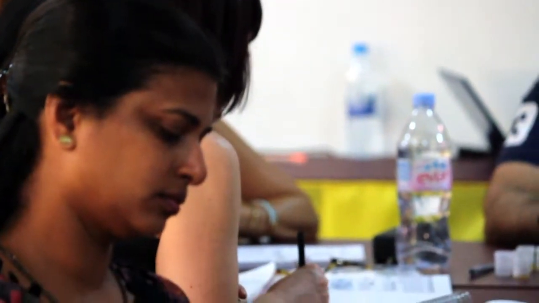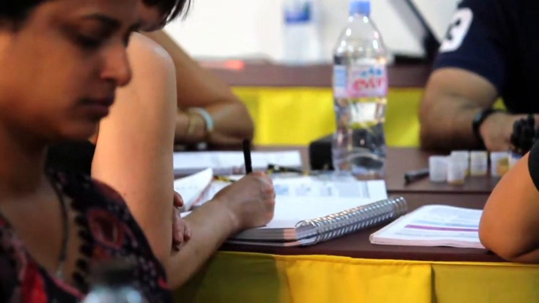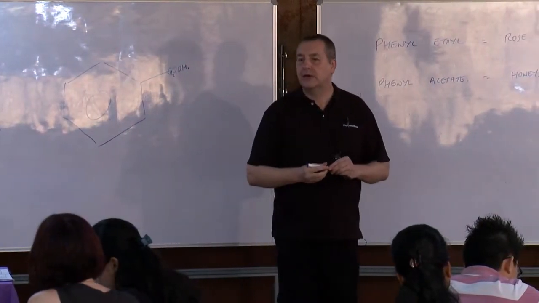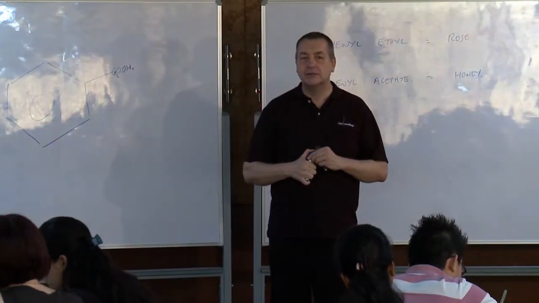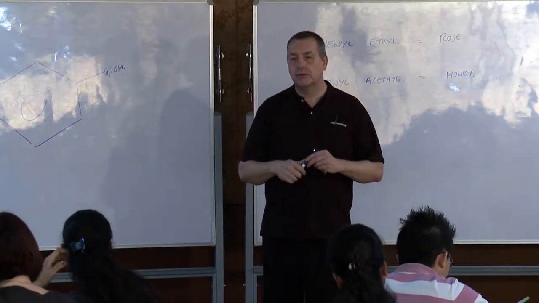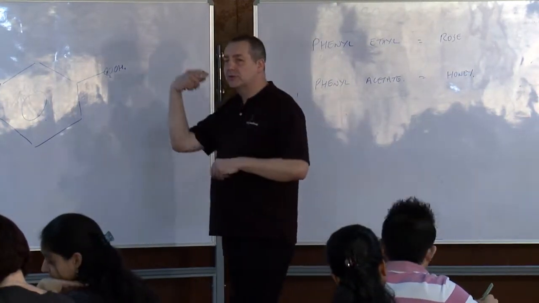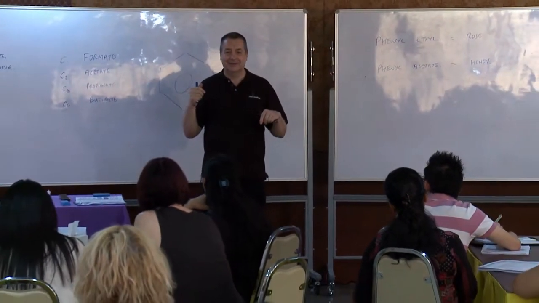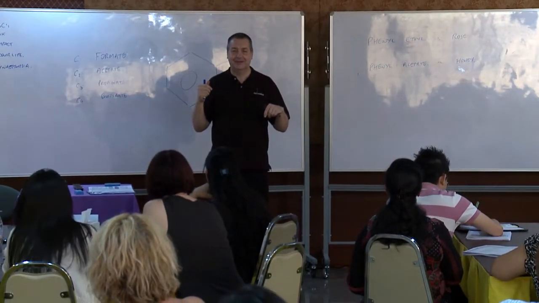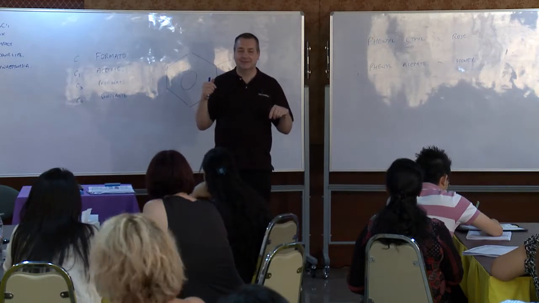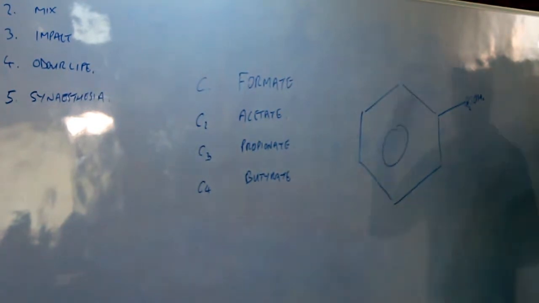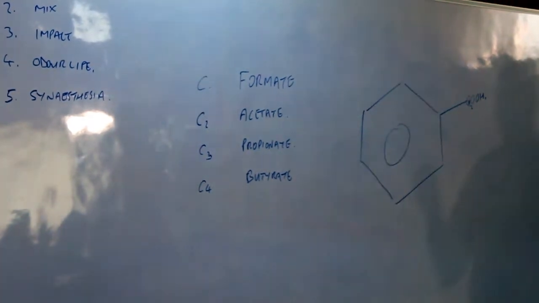The next one up is C4. Butyrate. Butyrate is from which acid? Butyric acid. Does anybody remember from day one what group butyric acid falls in? The ABCs. In the dairy, yeah, because it's a buttery or a cheese-like smell.